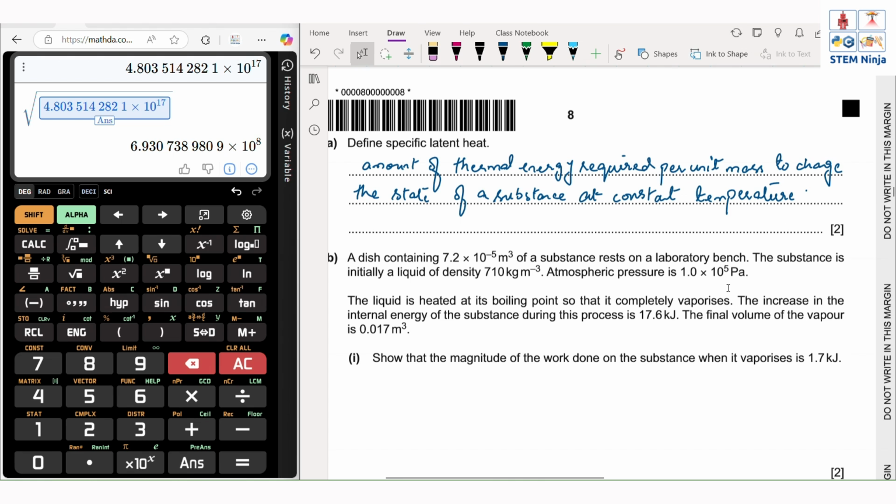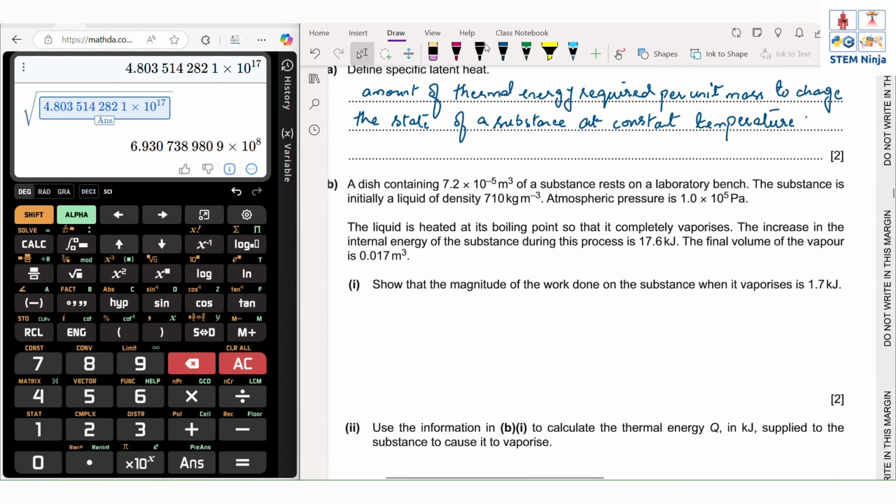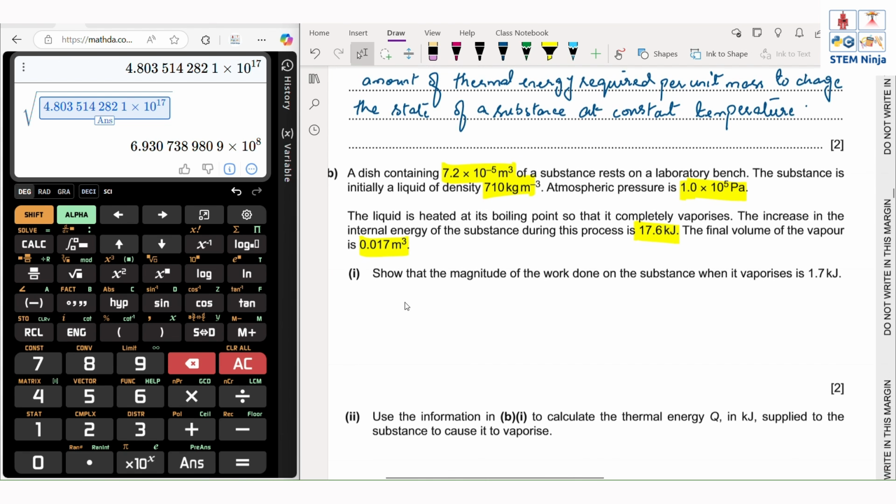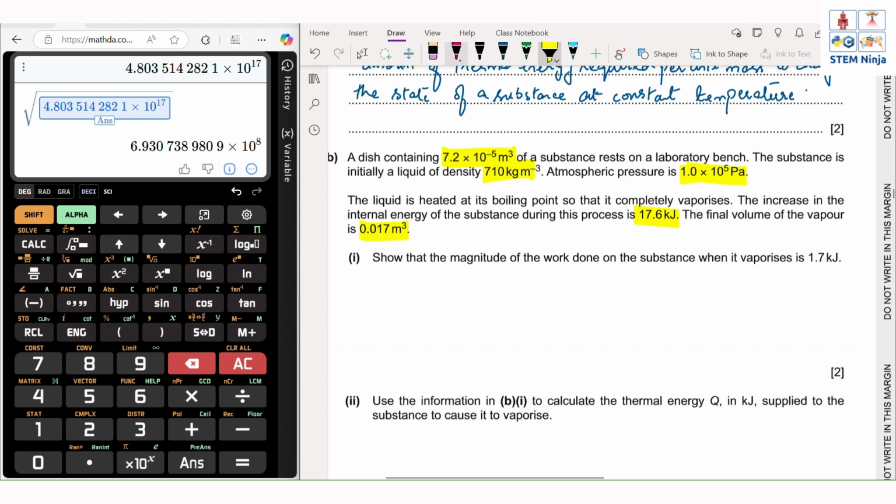That's it. A dish containing 7.2 times 10 raised to power minus 5 meter cube of a substance rests on a laboratory bench. The substance is initially a liquid of density this, atmospheric pressure is this. Liquid is heated at its boiling point so that it completely vaporizes. The increase in internal energy of the substance during this process is 17.6 kilojoules. Final volume of the vapor is this. Show that the magnitude of the work done on the substance when it vaporizes is 1.7 kilojoules.